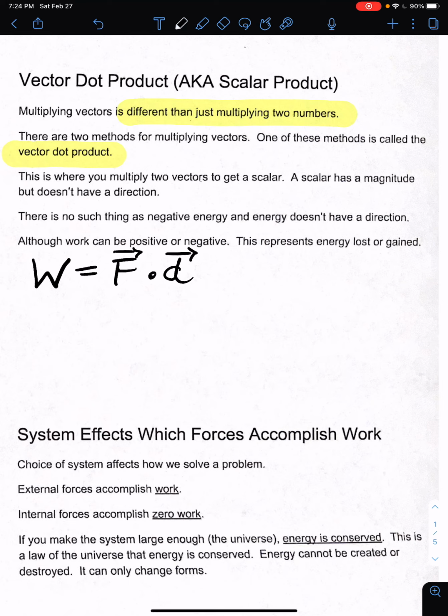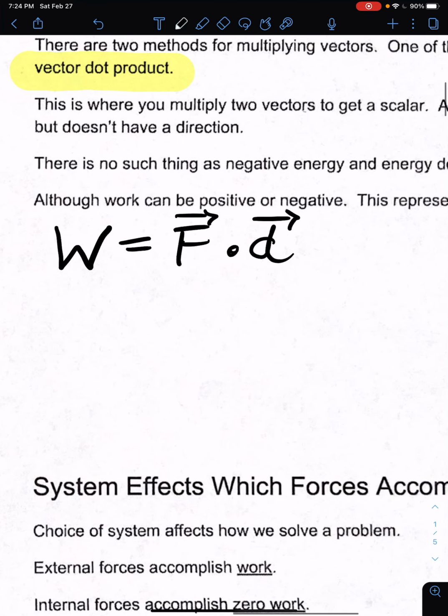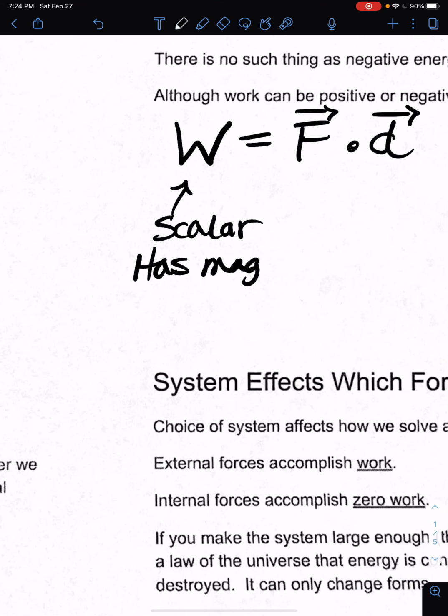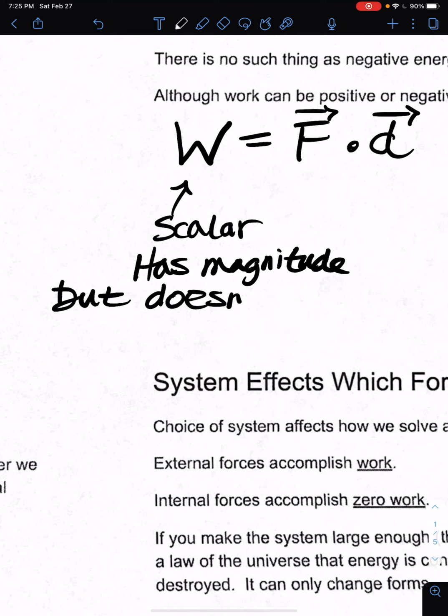This is where you multiply two vectors to get a scalar. So what I'm saying here is both F and D are vectors because they have the hats over them, but work is a scalar, which means it has a magnitude, but doesn't point. Let's write that down: has magnitude, but does not point in three-dimensional space.